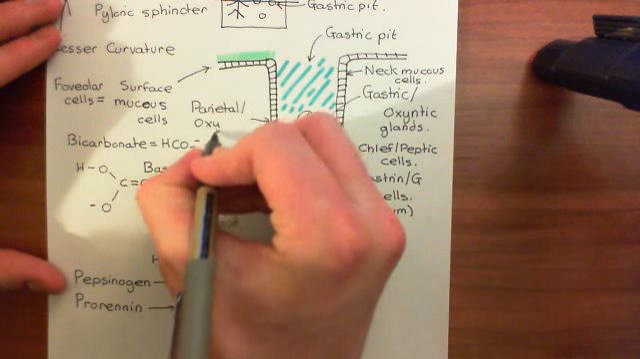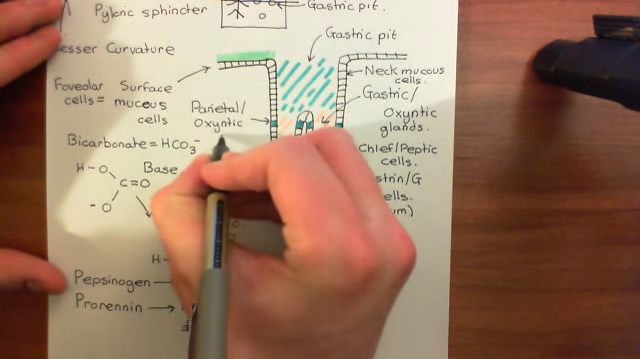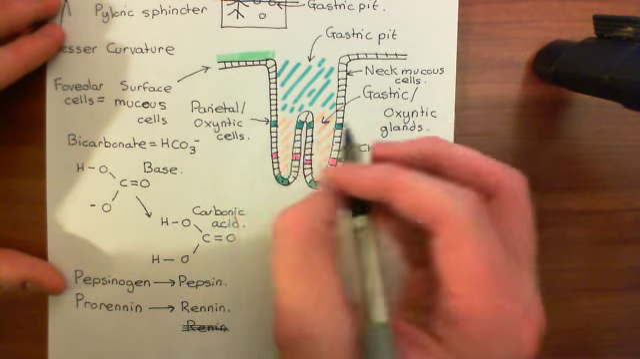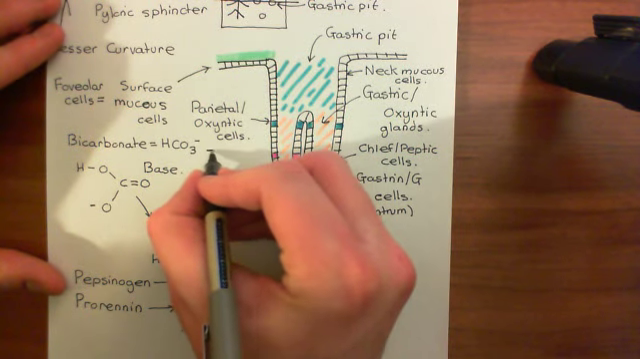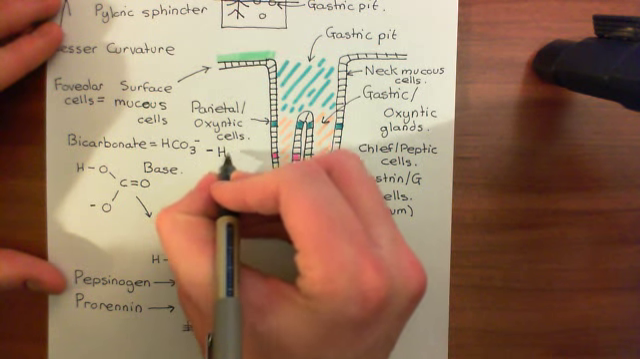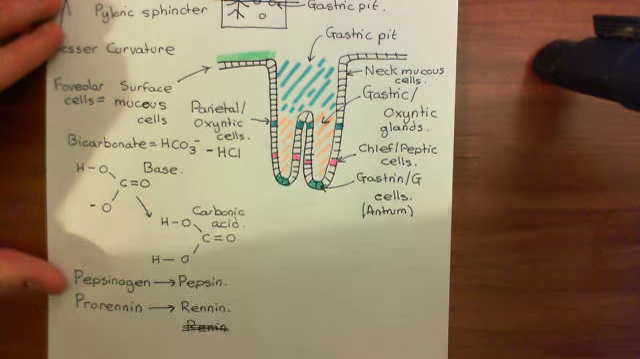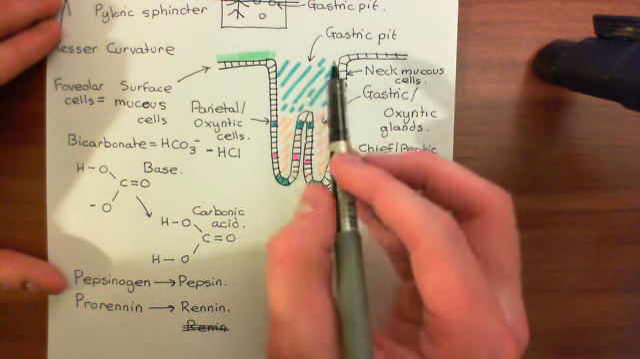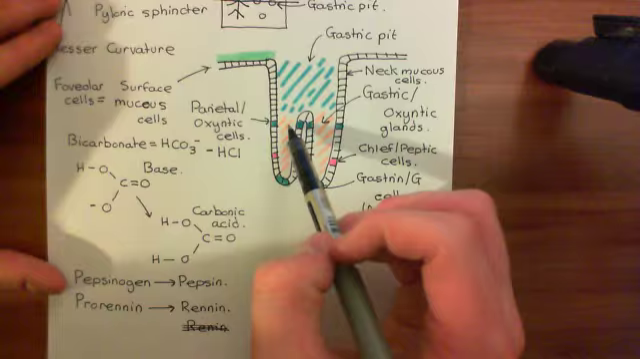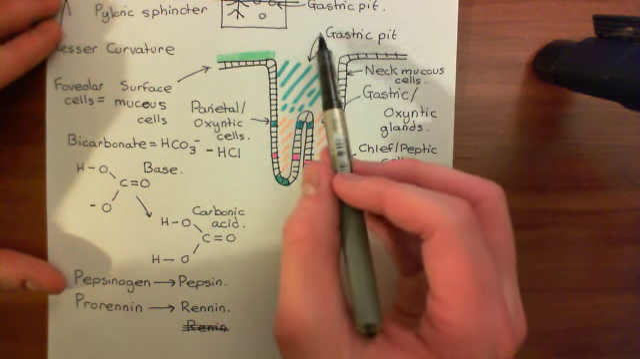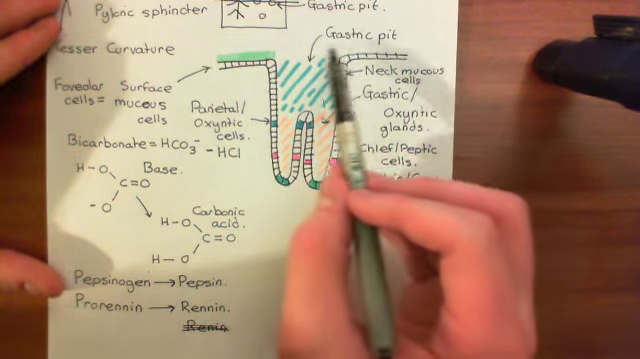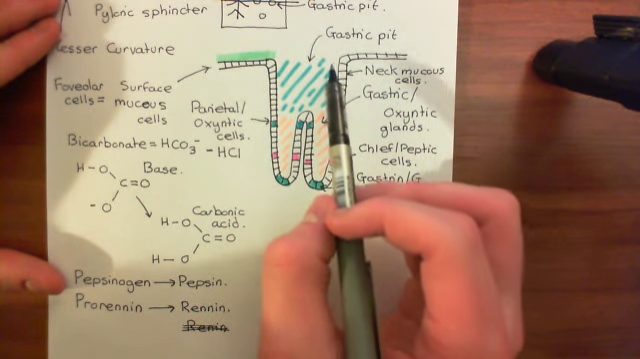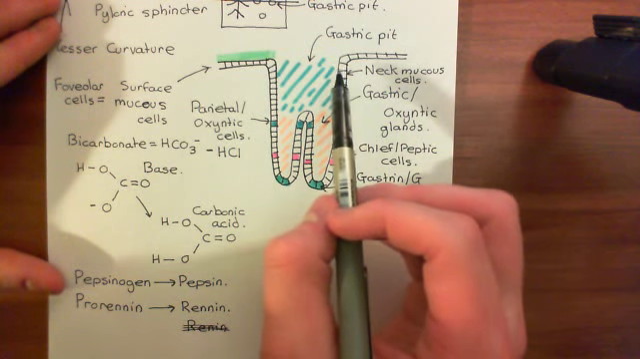Okay, so parietal/oxyntic cells. Now, what is the function of the parietal/oxyntic cells? Well, they have two functions. One of their functions is to secrete hydrochloric acid. Okay, so these are responsible for the secretion of hydrochloric acid into the gastric glands, which will then go into the gastric pits and then into the lumen of the stomach, resulting in the contents of the lumen of the stomach being extremely acidic, extremely low pH.